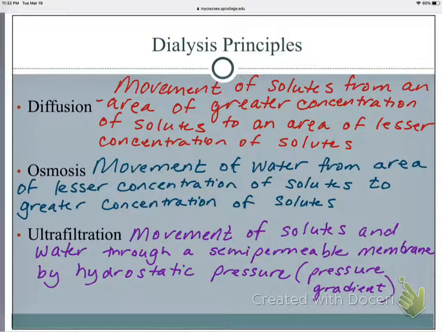Osmosis is the movement of water from an area of lesser concentration to an area of greater concentration of solutes. So sometimes they'll add glucose to the dialysate, and that creates an osmotic gradient across the membrane. So it pulls the fluid from the blood. Okay?